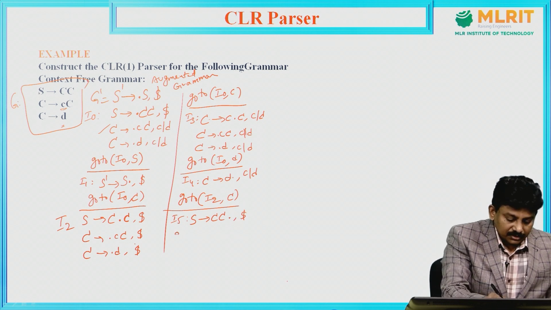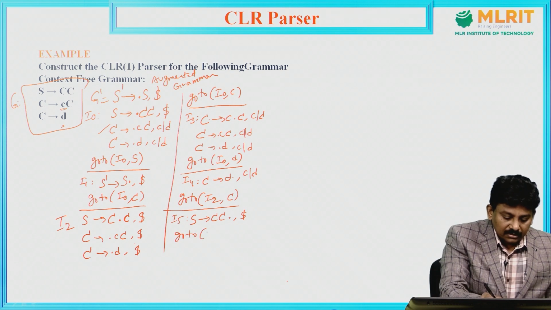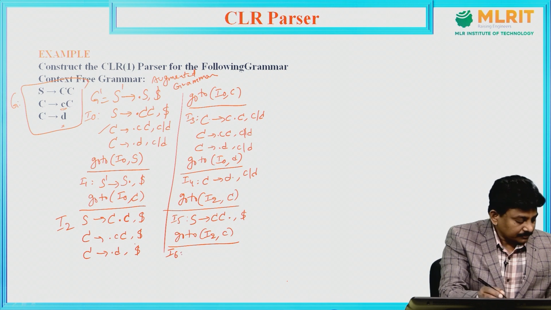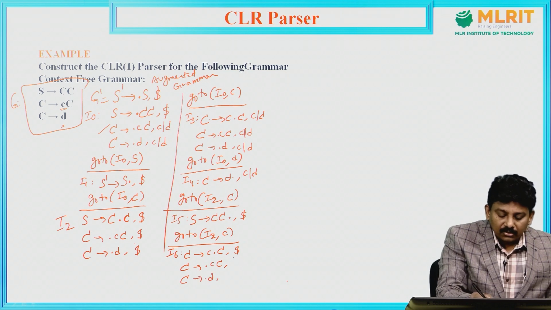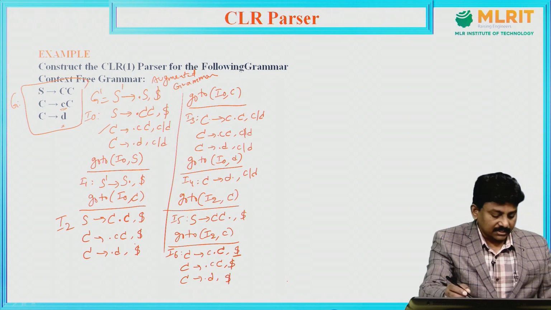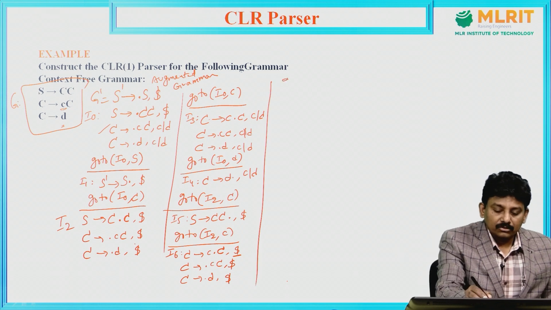Next, go to I2 comma small c, I6: C derives small c dot capital C, dollar. C is a variable, so add the C rules: C derives dot small c capital C, C derives dot D. For the look ahead, here no variable is following C, so the same look ahead will be added.